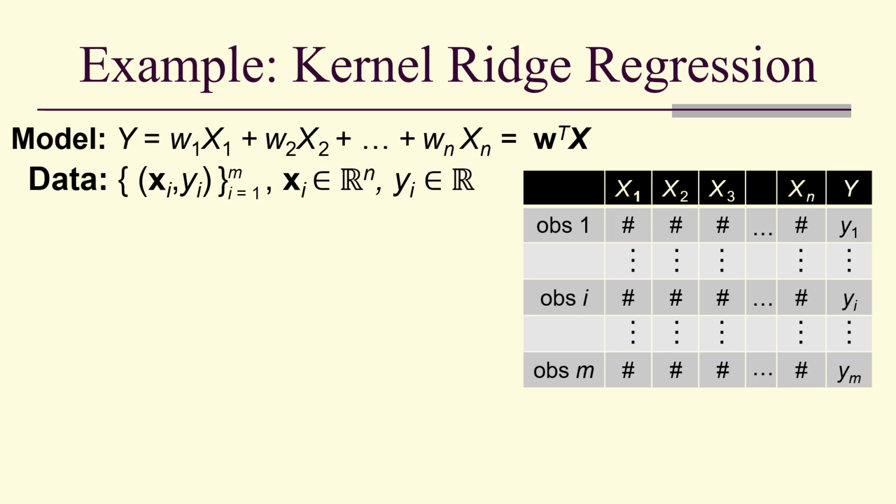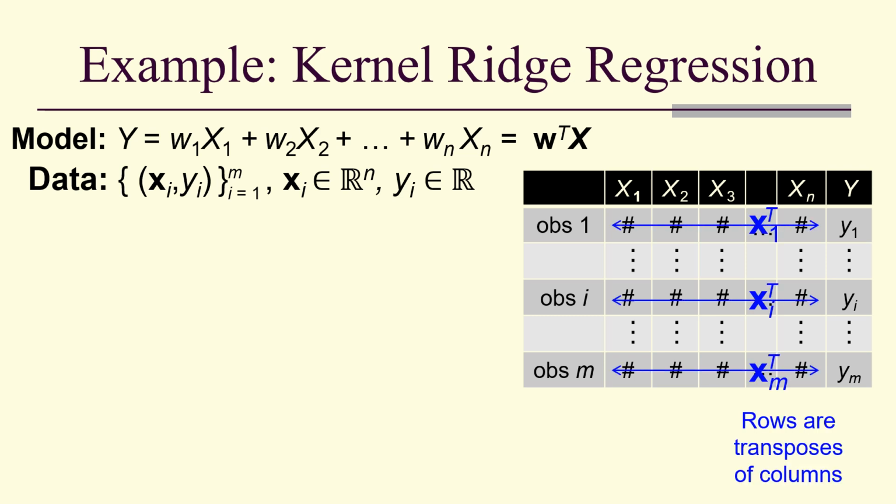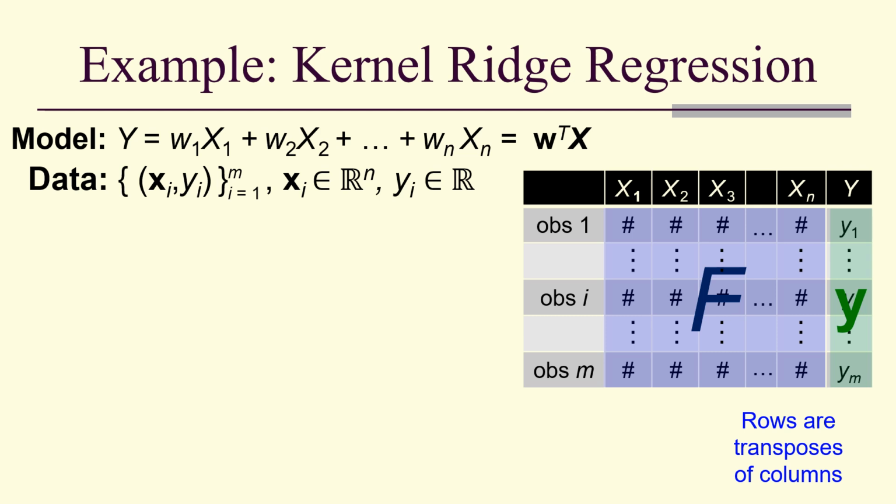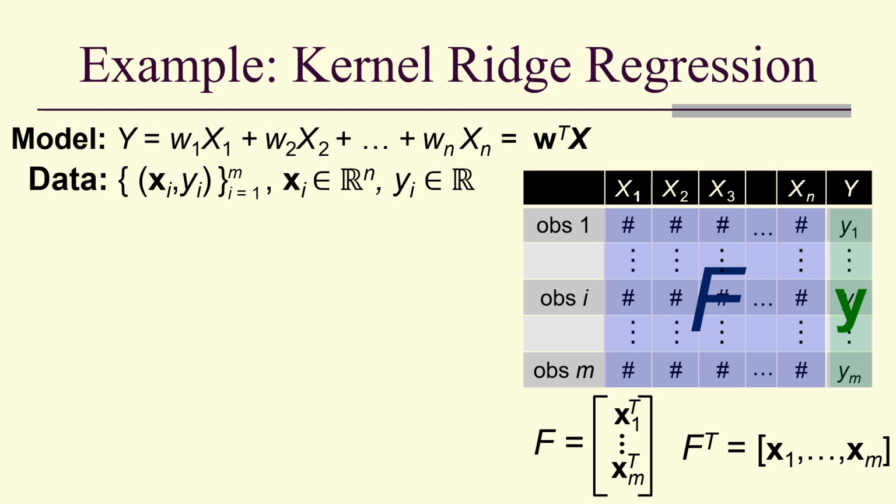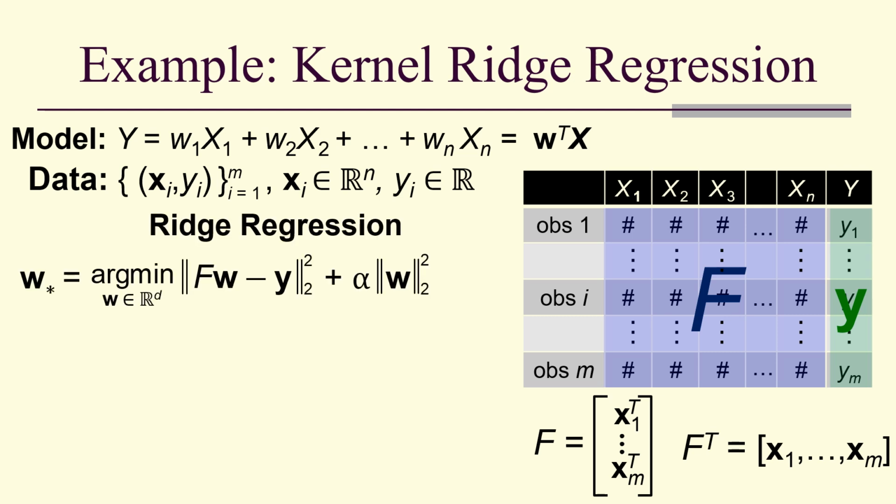But in our table, we actually have these feature observations as rows, and a row is always a transpose of a column. Hence, we're going to use the transpose to indicate that we have a row. Our matrix F is therefore this stack of these rows. F transpose looks like this. We want to find the best coefficient vector W, the one that solves this problem.